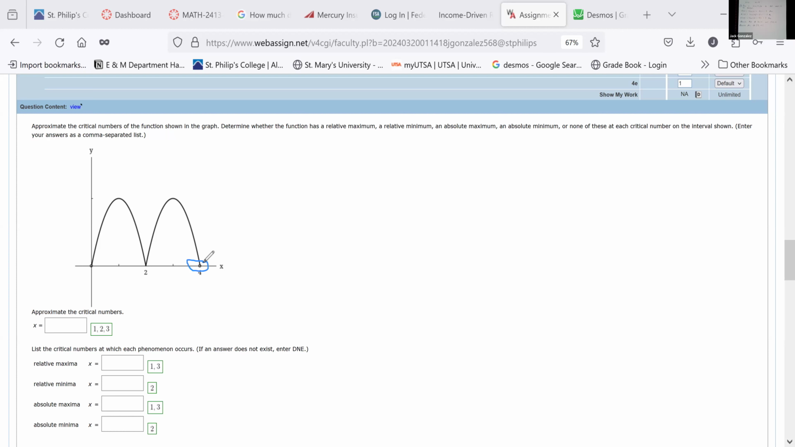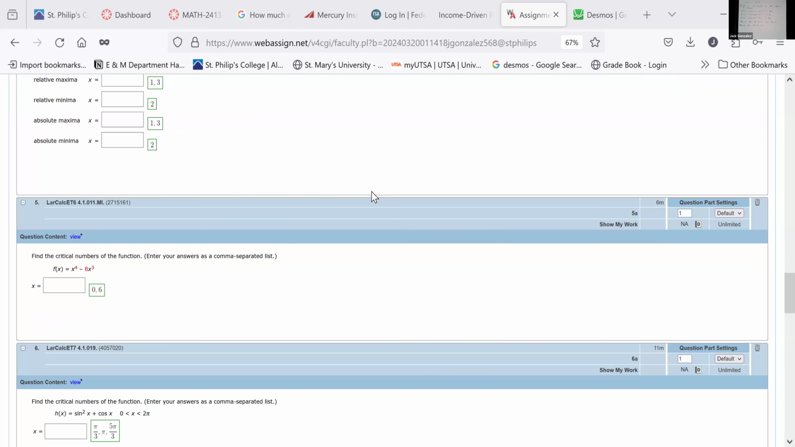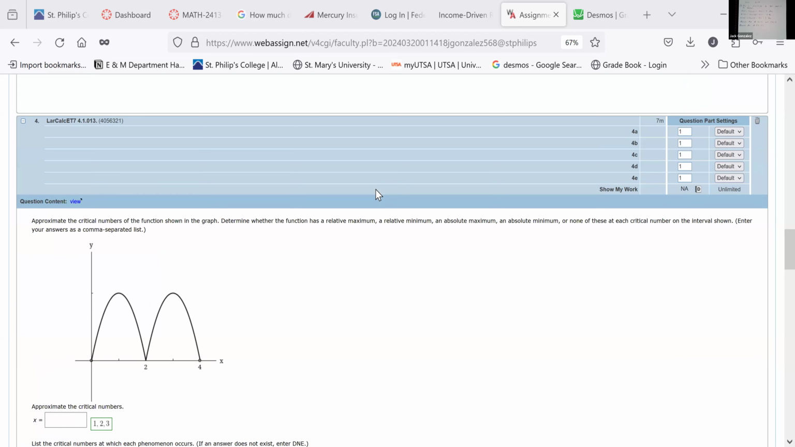It's also open here and here, so we can't plug them in. But at 2, it's the lowest point. It is defined here, so you would have a relative minimum. And that would be the same because it's the lowest point. So this is a conceptual question. It's a good question. Any questions on 4?